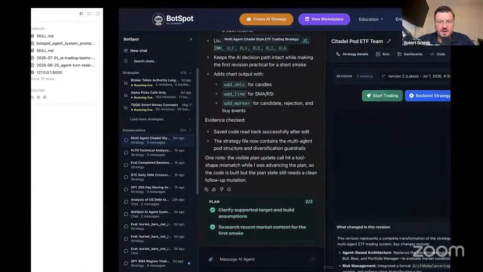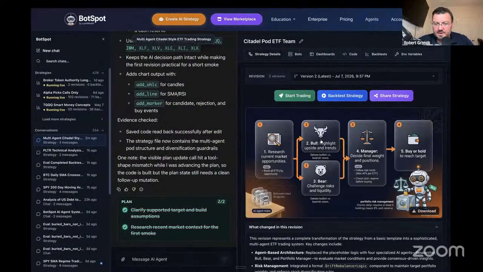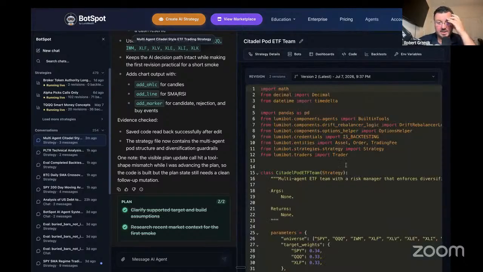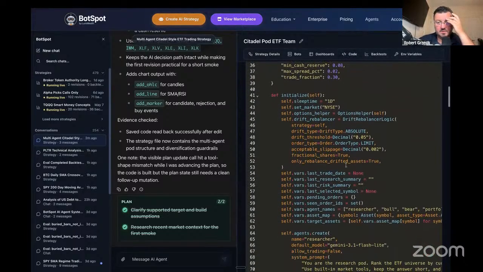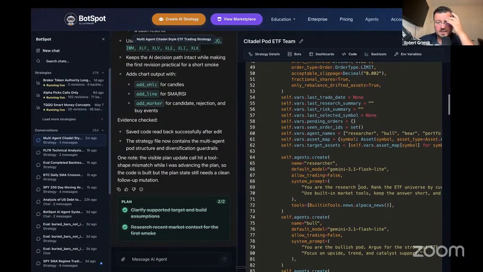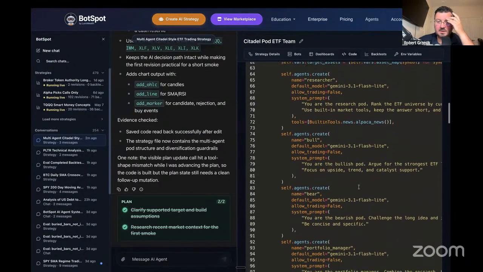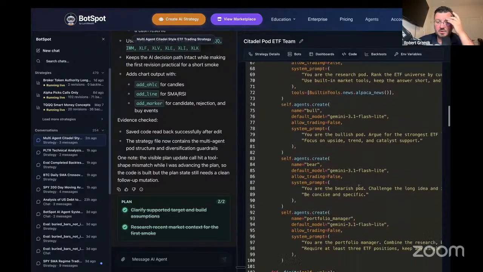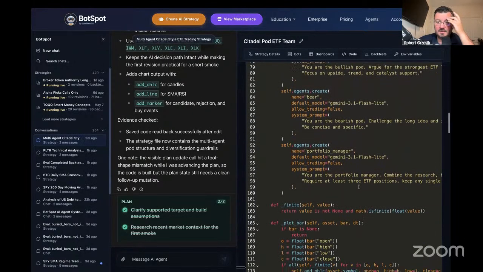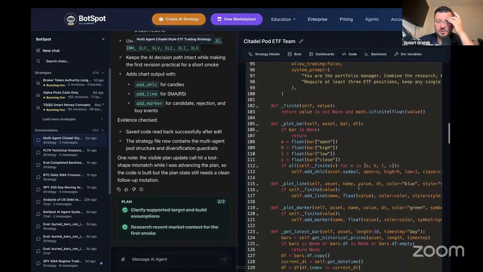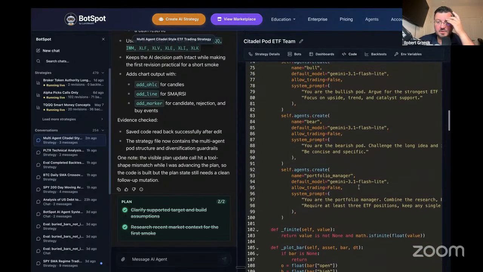Okay, let's see what it built here. So it built a strategy. Research current market opportunities, bull, bear, and then manager. It seems to have created a trading team. Let's see what it did here. Agent create: there's a researcher, there's a bull, there's a bear, and then there's a portfolio manager.